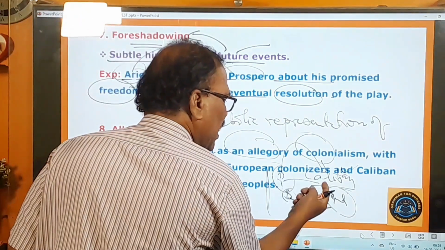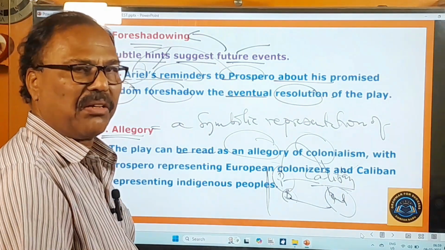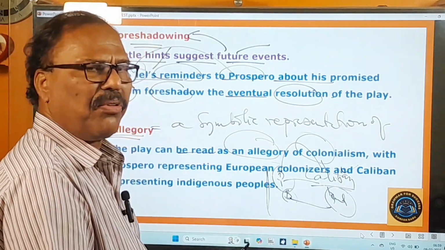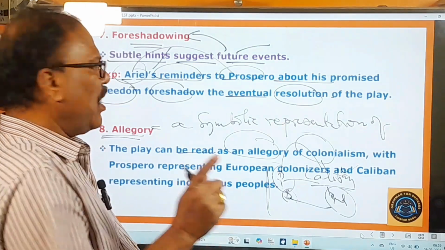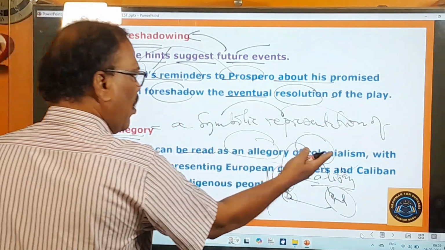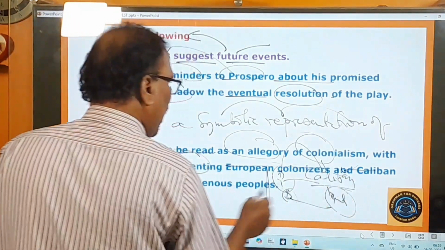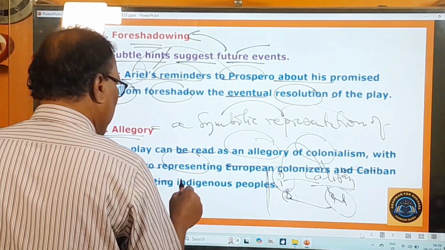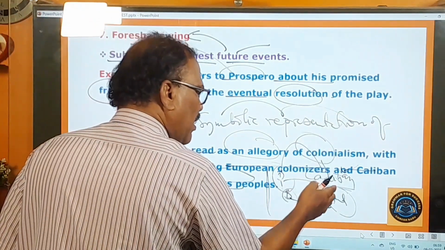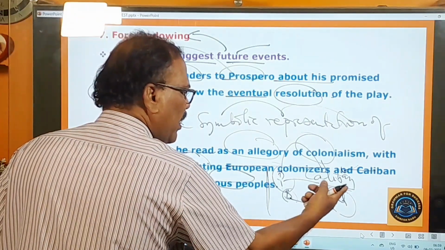అచ్చం ఇలా జరిగినట్టే లేదా? ప్రాస్పరో ఇక్కడ రావడం ఏమిటి, ఇక్కడ ఉన్న వీని బందీగా చేసుకోవడం, తనకు సేవకునిగా మార్చుకోవడం, బలవంతంగా తనకు సేవలు చేయించుకోవడం. సో దిస్ ఆల్ ఎ కైండ్ ఆఫ్ allegory. Allegory means a symbolic representation. Okay, the play can be read as an allegory of colonialism, with Prospero representing European colonizers and Caliban representing indigenous people. So Caliban is the native person of that island and Prospero is the outsider. So you can find some allegory here.